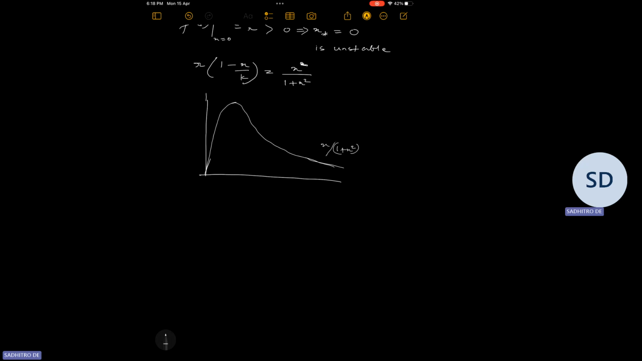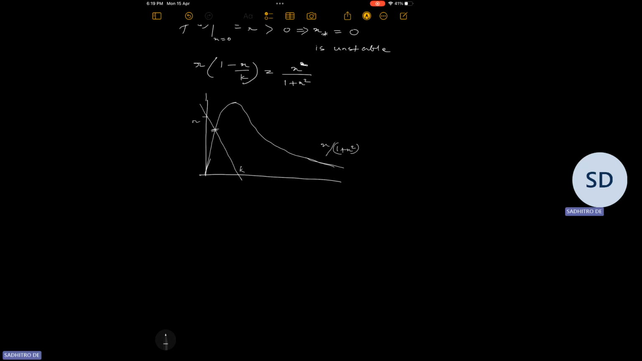And the left hand side, which is r into 1 minus x by k, will be a straight line with a slope that is given by minus r by k. The y intercept will be r, and the x intercept will be k basically. So this will look something like this, where this point is k and this point is r. So the fixed point is basically given by the intersection of the two graphs, which is somewhere over here.